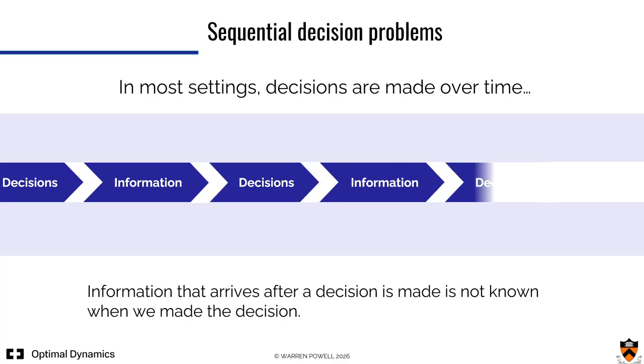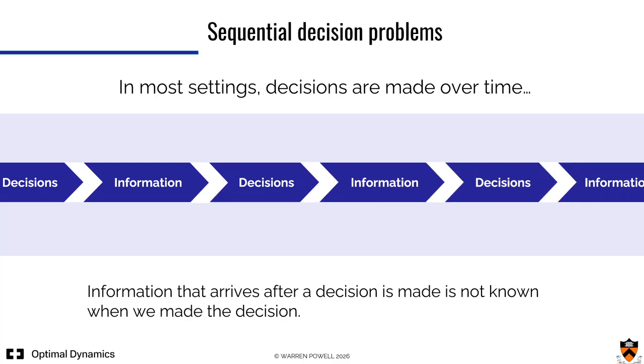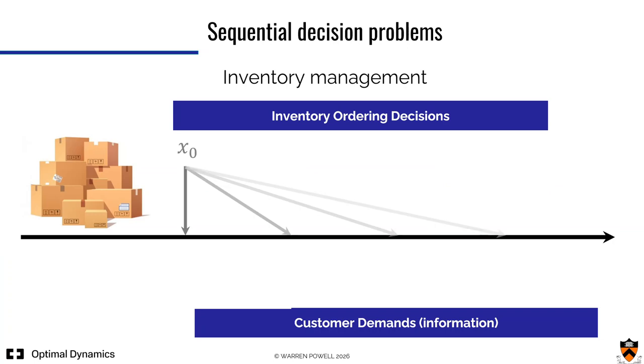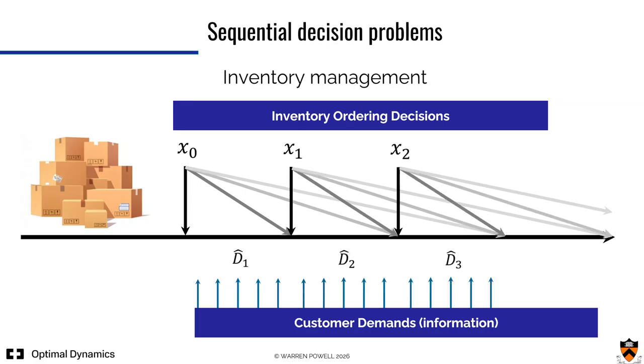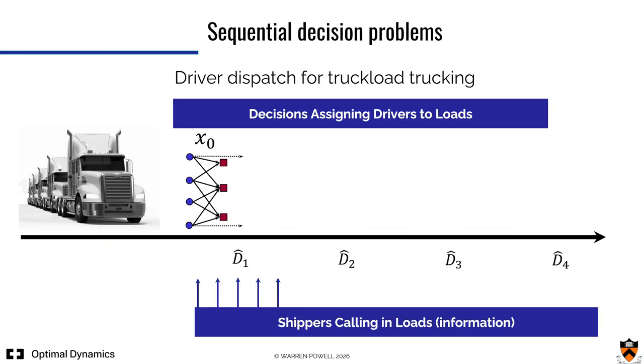Now, when you have a sequential decision problem, information that arrives after a decision is made is not known when we made the decision. This means you're making decisions under uncertainty. Welcome to life. Now, we have inventory ordering problems where you place an order and the inventory may arrive right away or weeks or months into the future. And then this goes over and over again. You place orders and then you see information such as the demands for the product.